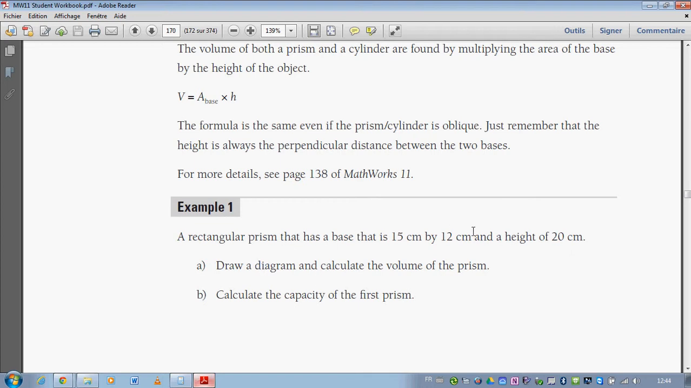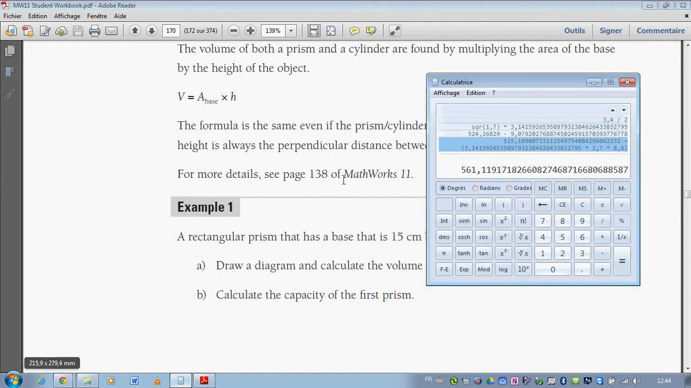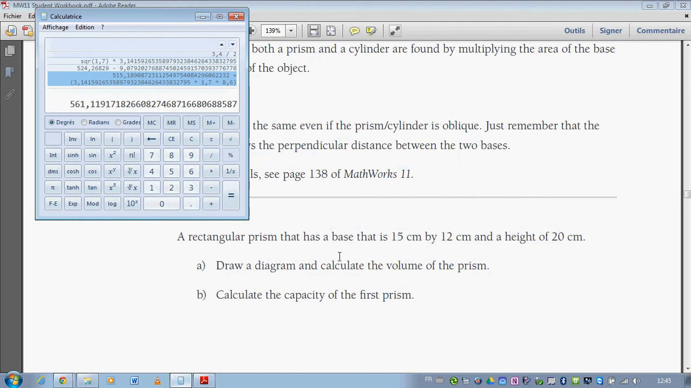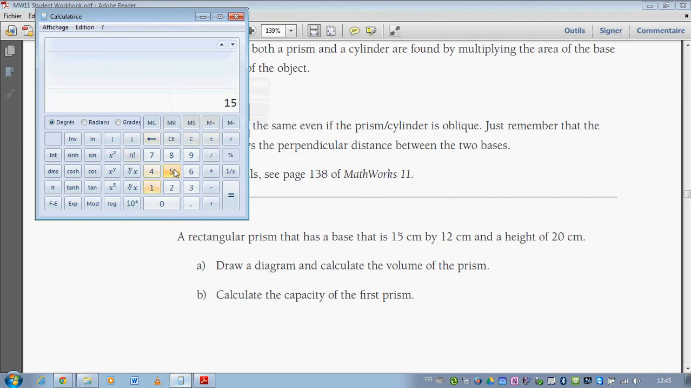So a rectangular prism has the following dimensions. Now, all we have to do is draw a diagram, just draw a 3D rectangular prism, and calculate the volume of the prism. So calculating the volume, you just go length times width times height. That's what you know so far: the volume of a prism is the length times the width times the height. So 15 times 12 times 20.